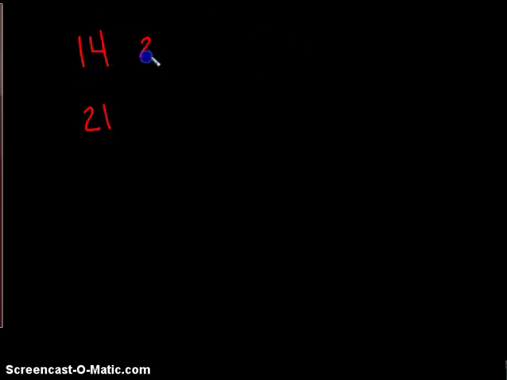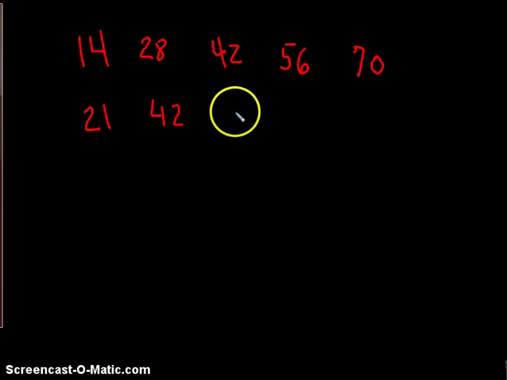So 14 times 2 is 28. 14 times 3 is 42. 14 times 4 is 56. 14 times 5 is 70. And then we listed the multiples of 21. 21 times 2 is 42. 21 times 3 is 63. So if we list the multiples, it's easy to see here that the least common multiple of these two numbers is 42. However, sometimes it takes way too long to list all the multiples of a number.